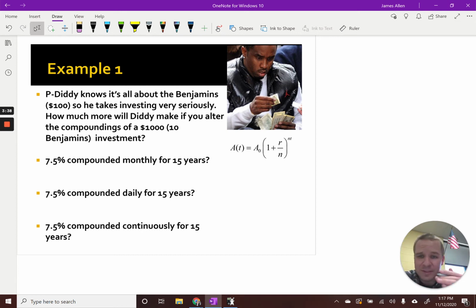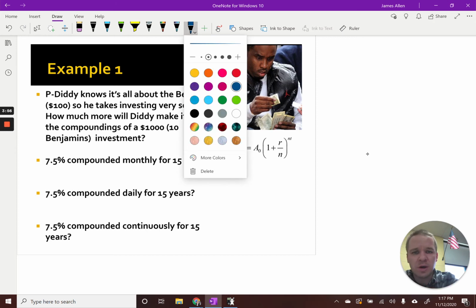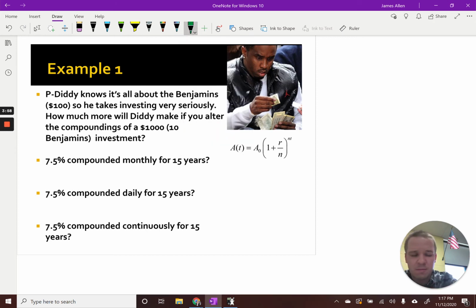How much more will Diddy make if you alter the compoundings of a $1,000 investment? That's 10 Benjamins. What would happen there? So if we go from compounded monthly, compounded daily, and compounded continuously, what's going to happen? And we're going to do it over 15 years. We should see a bit of a change here. Well, let's set up the first one. I'm going to go with green here. So we're talking about money. Then again, we're talking about money pretty much the whole time. So I'll switch up colors.